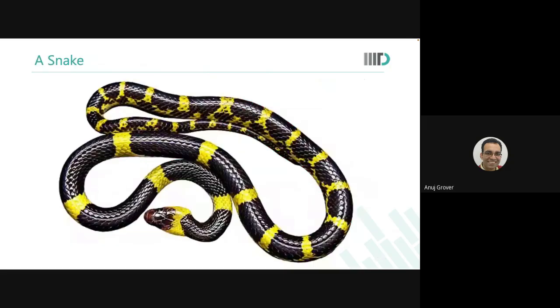Okay. So suppose I want to measure the length of this snake. It's a viper, it's poisonous. What would you do?